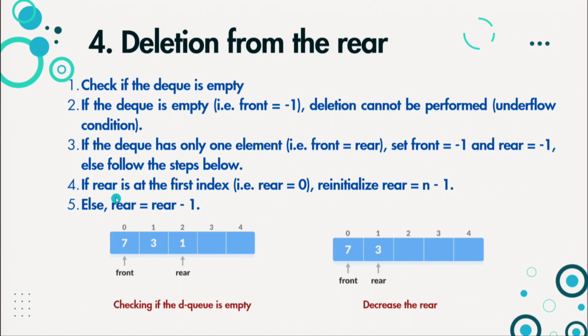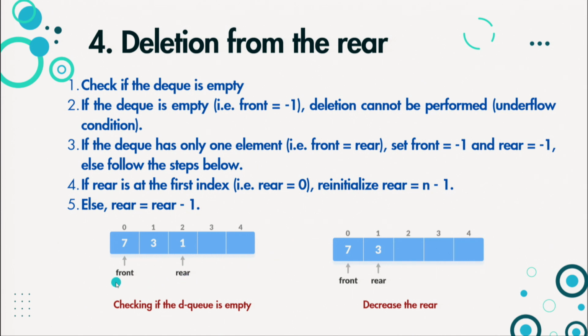Otherwise, if rear is at the first index, then we will be reinitializing rear to n-1. Just because we use a circular array implementation, what is before 0 is n-1 and what is after n-1 is 0, right? That is the way we wrap around. And so, if suppose your rear is at the first index, it means rear is 0, and so we reinitialize rear to n-1. In all other situations we usually decrement rear by 1.